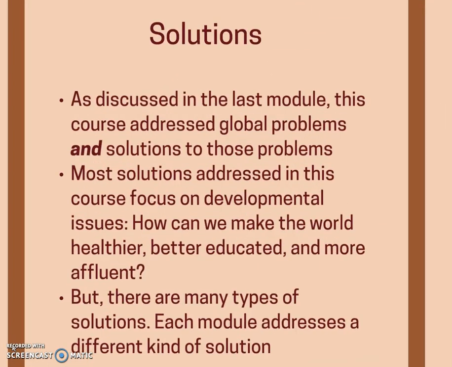Now, as I talked about in the last module, one of the real important themes in this course is that not only do we talk about global problems, we also talk about solutions to those problems. And part of those solutions are embedded, in my opinion, in the idea of social science thinking and using science to answer the sorts of questions that we have about the world. But there are other types of solutions as well.